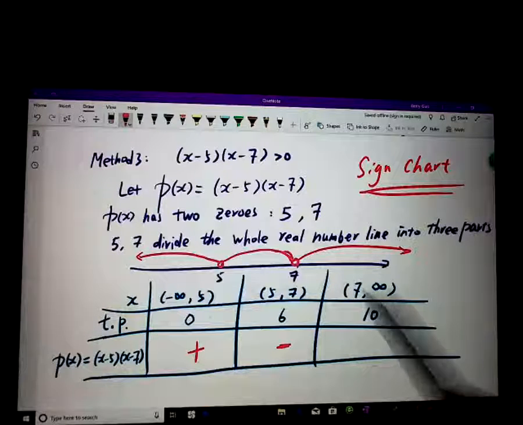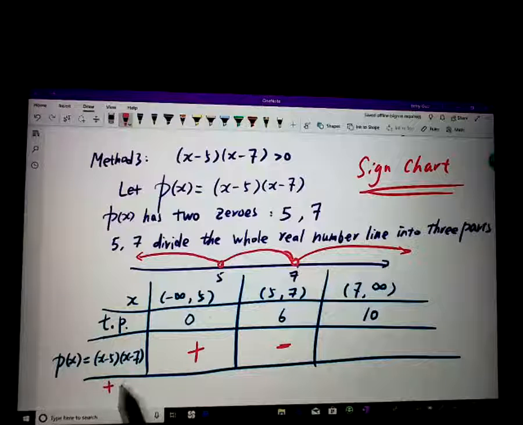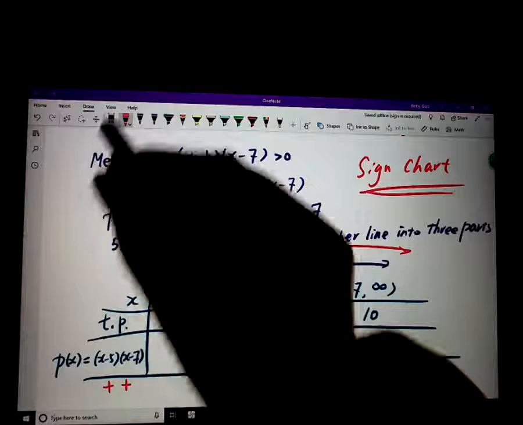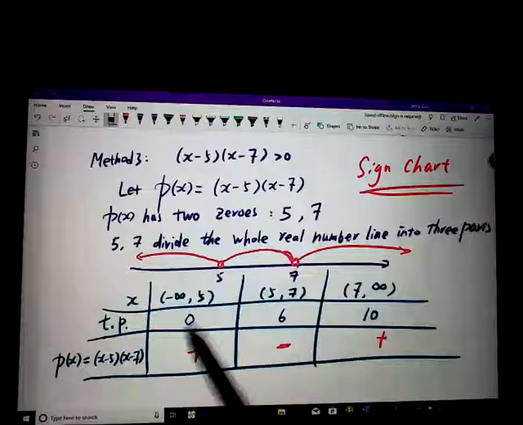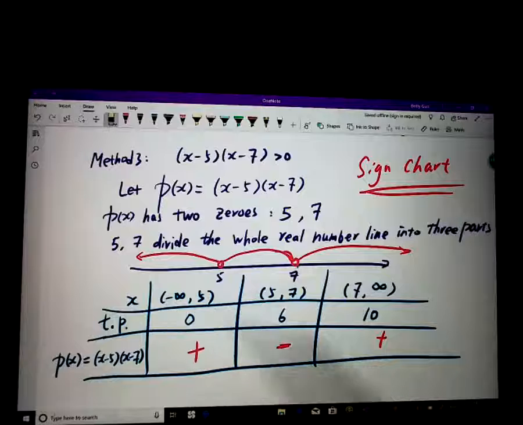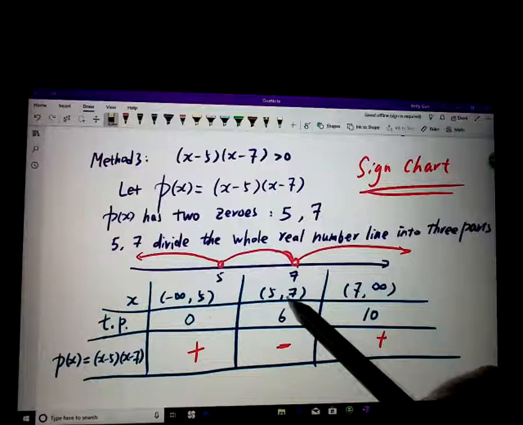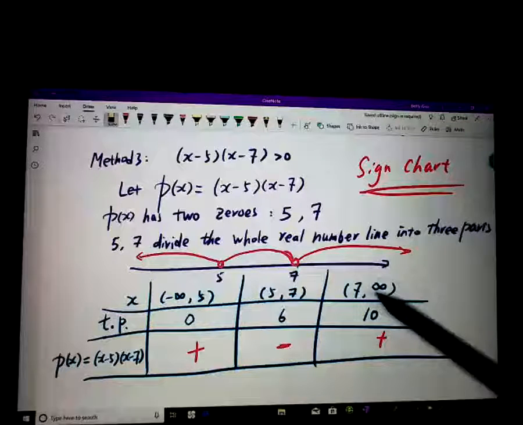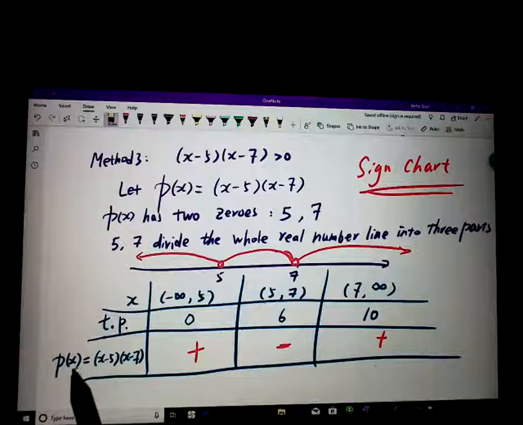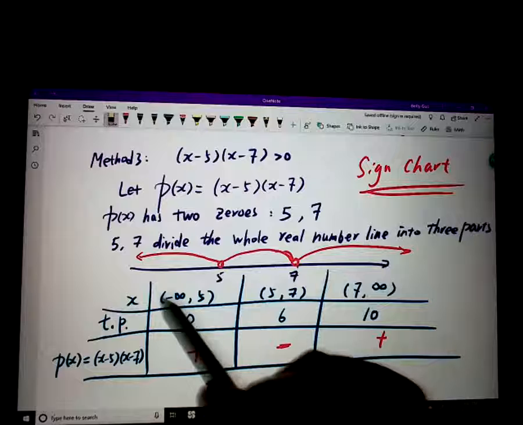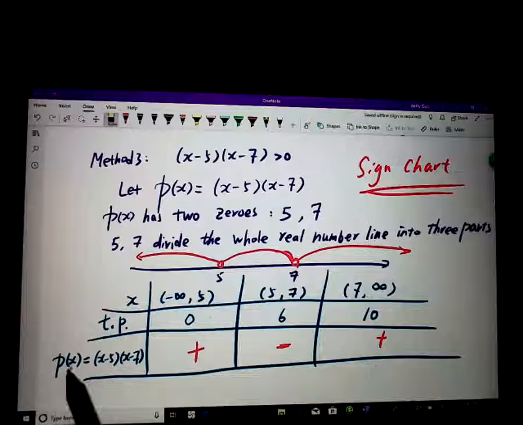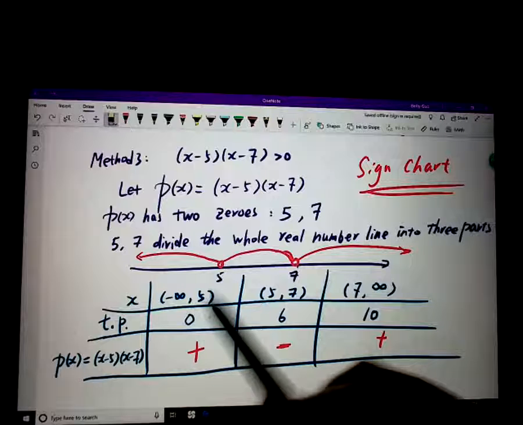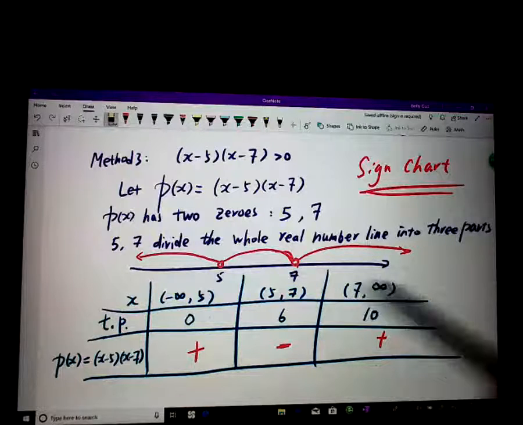Each testing point represents all the numbers in the interval above it. It's kind of like a representative. So let's plug in 10. 10 minus 5 is positive, 10 minus 7 is positive. Positive times positive, we have a positive. 0 is the representative of the whole interval above it, 6 represents the whole interval above it, and 10 represents the whole interval above it. If the quadratic function is positive at 0, that means it is also positive over the whole interval. So we have P of x positive over this interval, negative over this interval, positive over this interval.